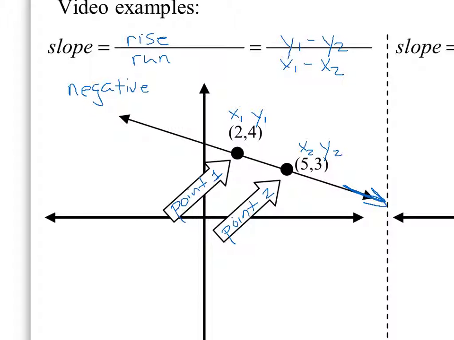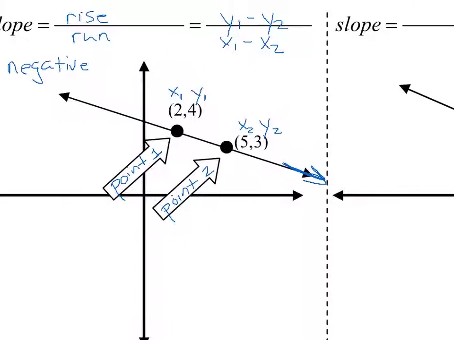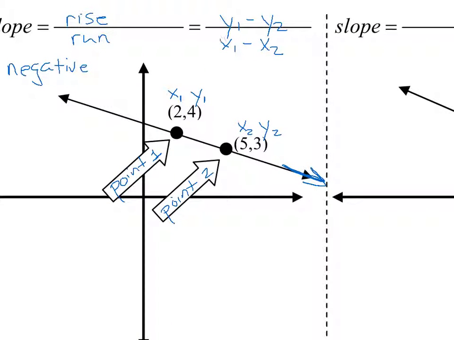Now all we got to do is plug in, all right? Y sub 1, I'm looking over here. I want to plug in y sub 1. Y sub 1 I said was 4. Minus y sub 2. Y sub 2 over here I said was 3. X sub 1, I want to plug in. I said was 2. Minus x sub 2, which is 5.